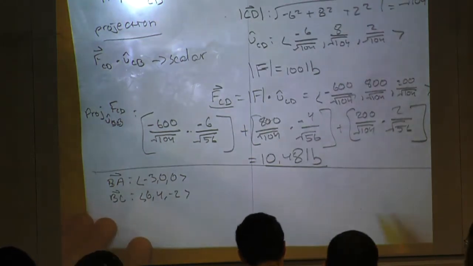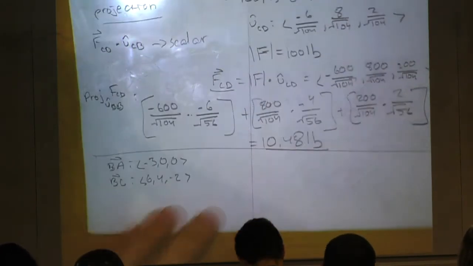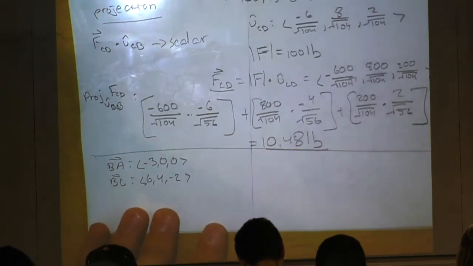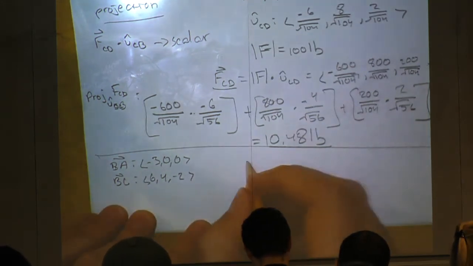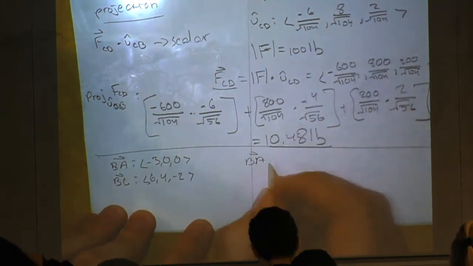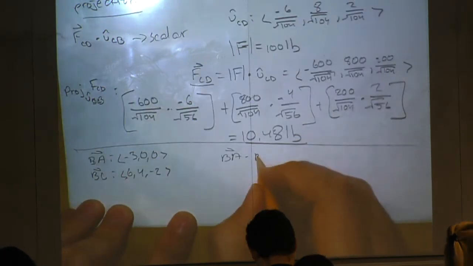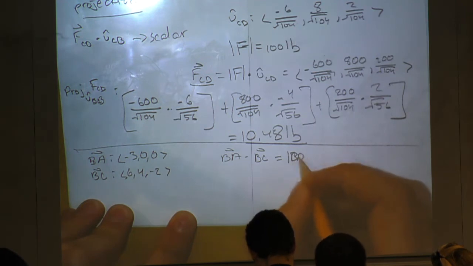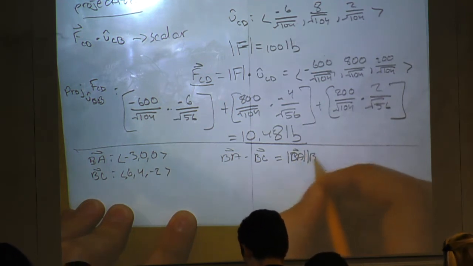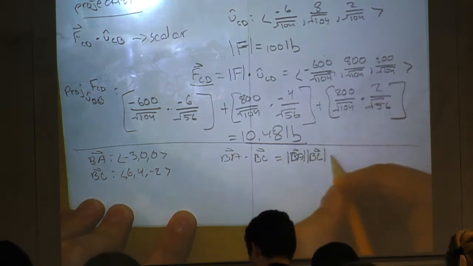Now, part of the formula for the dot product is that two vectors dotted with each other is equal to the magnitude of those two vectors times the cosine of the angle between them. So what I'm looking for is BA dot BC will be equal to the magnitude of those vectors multiplied by each other times cosine theta.